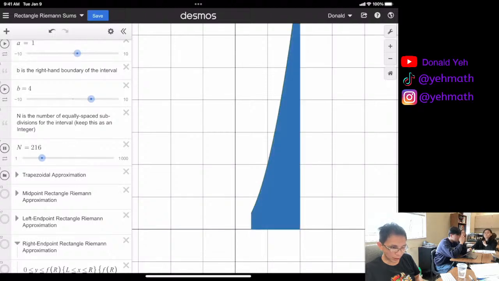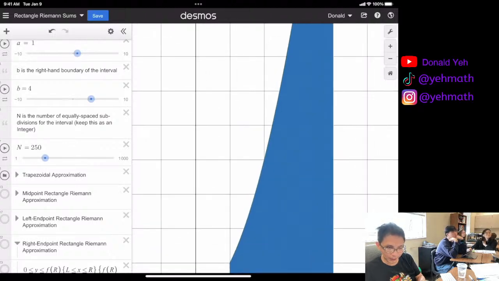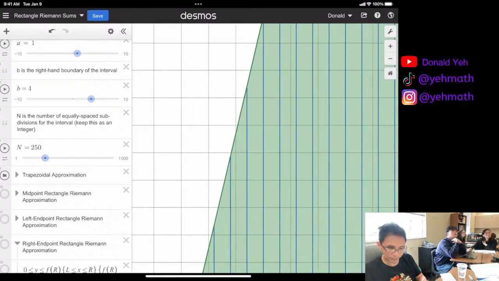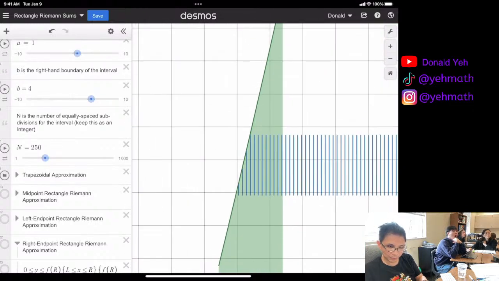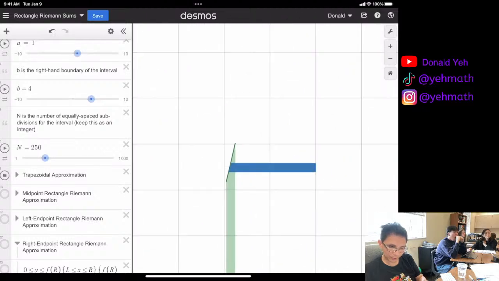So let's talk about that. You can break it into an infinite amount of pieces. There's 250 pieces. See that? And this is 250 pieces. Well, it kind of froze. It's kind of froze, but anyway.